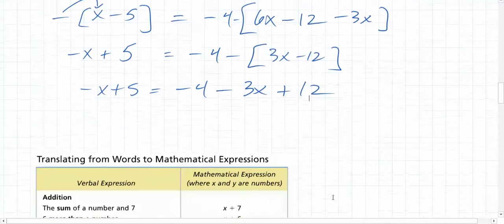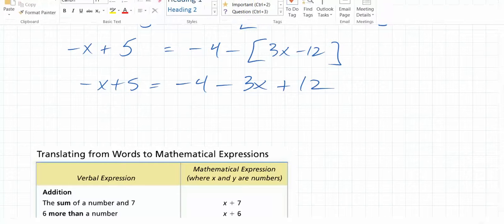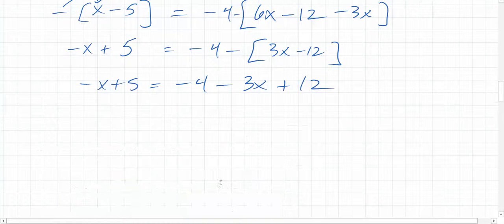Yeah, I'm liking this so far. What do we have to do at this point? What should we clean up? The left or the right? Let's clean up the right. Yeah, good choice. You get 8 minus.